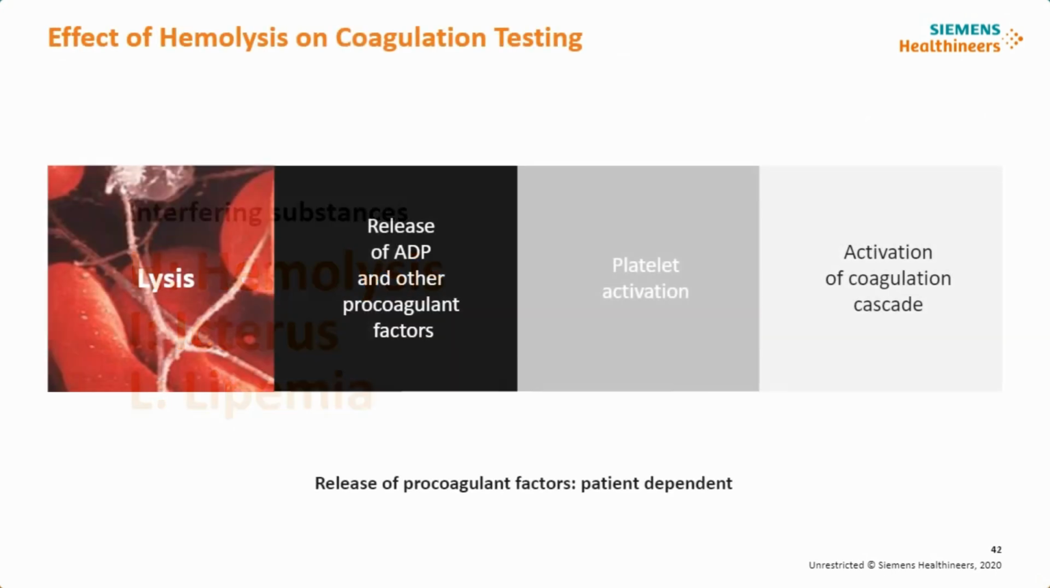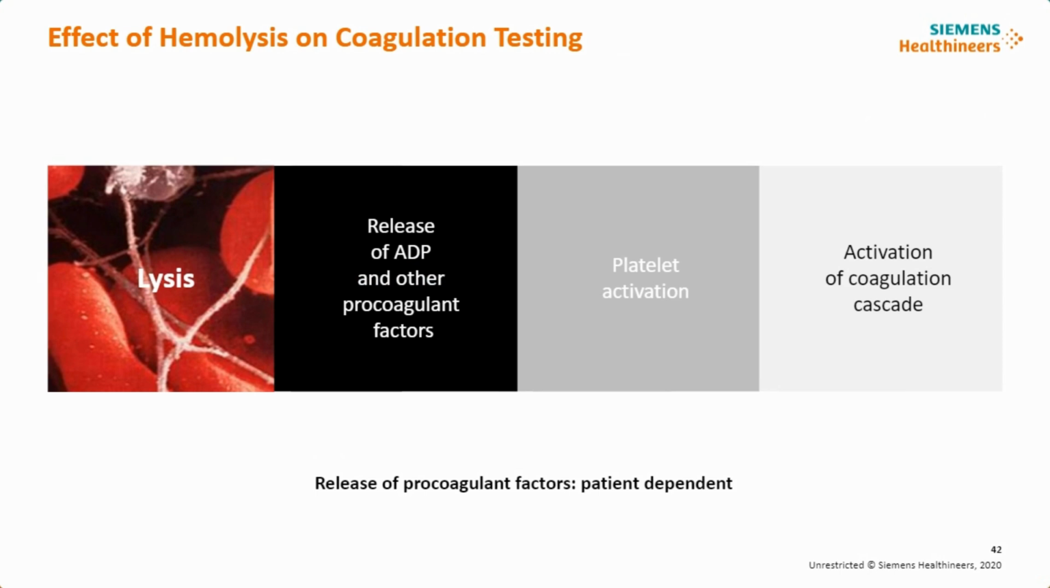So we know that hemolysis is really the act of destroying cells, right? So these cells will release ADP or other types of procoagulant factors, which inevitably will result in platelet activation, as well as the activation of the coagulation cascade, resulting in shortened results or results that are not interpretable due to spectral interferences, depending on the clot detection system that your analyzer is using.